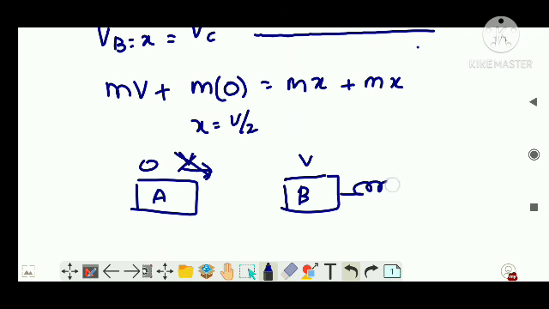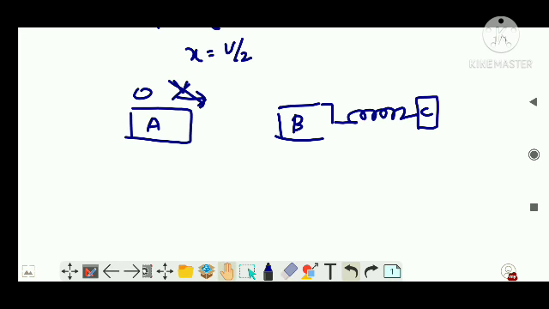Now B will start to compress the spring which is between it and C, right? Till when? Until both the velocities of B and C are equal to V by 2. Till then only the compression happens. After this equality of velocity happens, no more compression, right? Clear? So the velocity of B and C has now reached its maximum value, V by 2. Before going to the first part of the question, let's do the second part.